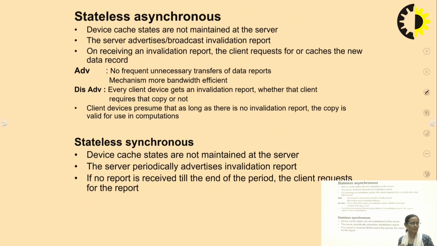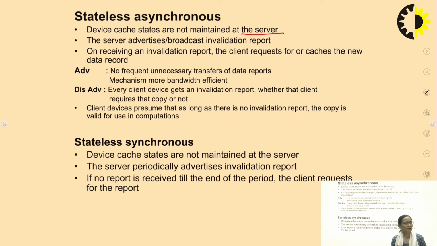Now, what does stateless asynchronous say? It says device cache states are not maintained at the server. They are maintained at the mobile device only. The server broadcasts the invalidation report whenever the data at the server end becomes invalidated. Once the mobile device receives the invalidation report, the client requests the new data record if it is using it. Otherwise, it will ignore the invalidation report.